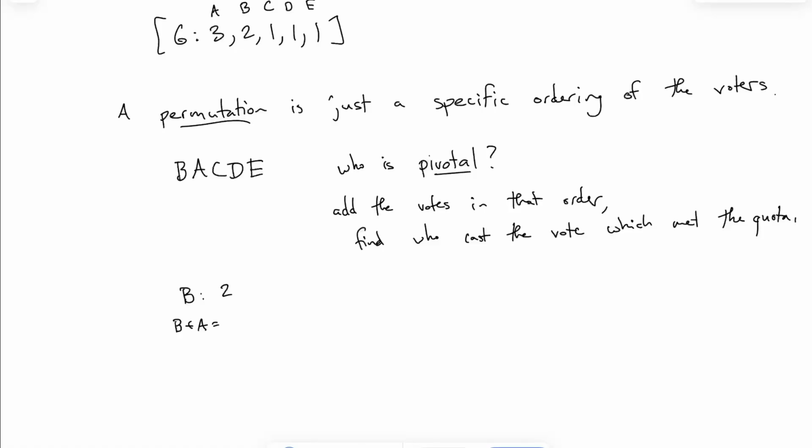B plus A, I'm trying to write in this order, one at a time. So first is just B, that's 2. Next is B and then A. That would be 2 and 3, which is 5. This is still not meeting the quota. Next would be B, then A, then C. So this is B plus A plus C. That's 6 actually, and this meets the quota.